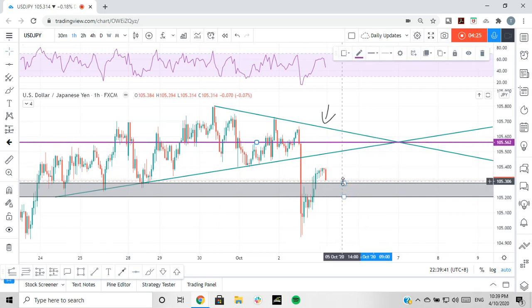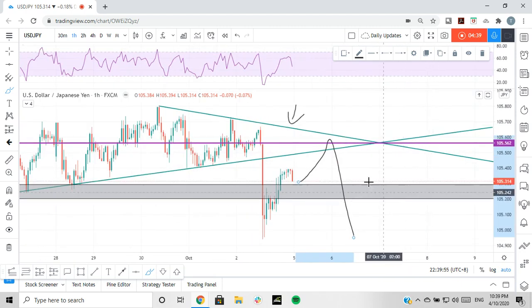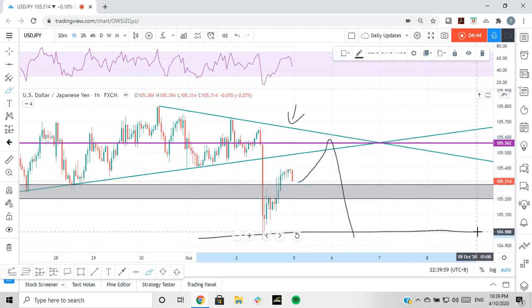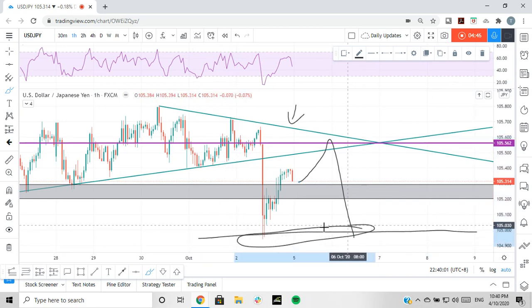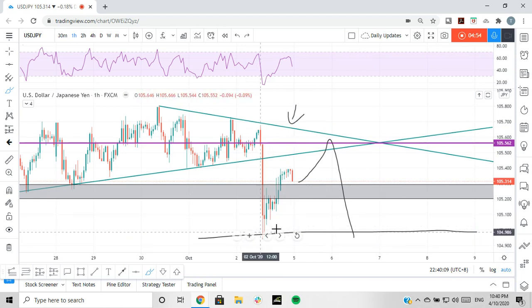What I might be expecting is the price might go all the way up towards this area, or all the way up to this trend line, then come back down again. Do not assume that the price coming back down is going to break this level. This is going to be your first profit target. If you were to swing from here, do not assume that the price is going to go all the way down and break this level.